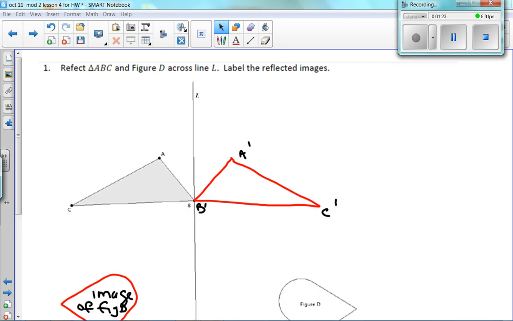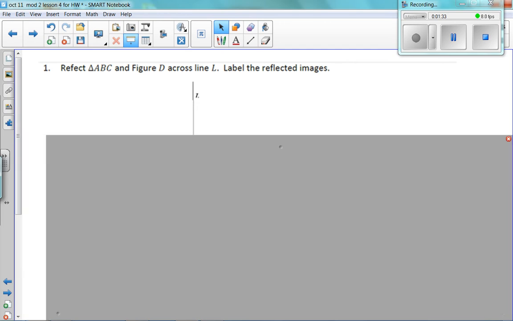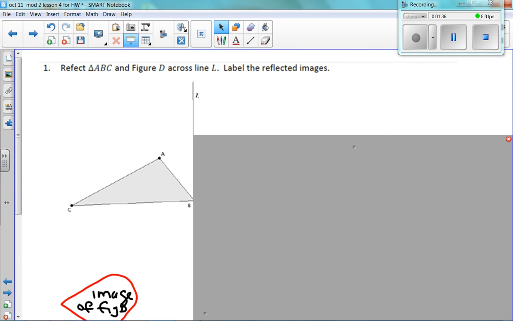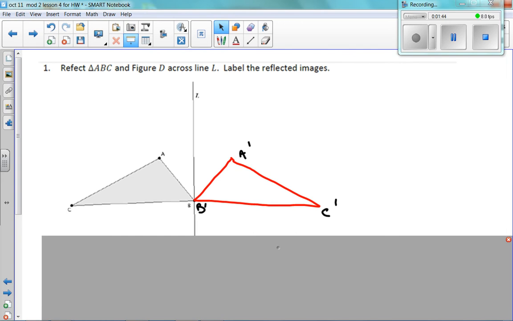Okay, number 1 said to reflect triangle ABC and figure G across the line and label the reflected images. So here we have triangle ABC, and when you reflect it over the line, it's the same triangle, but notice if you folded the paper along this line of reflection, since B is on the line, it stays the same. A flips over to A prime. C flips over the line of reflection to C prime. So they are now mirror images of each other, the same thing that would happen if you looked into the mirror.